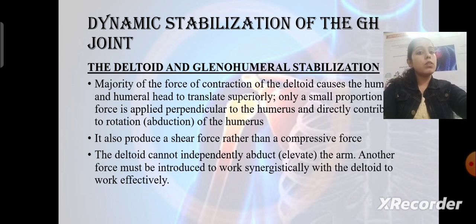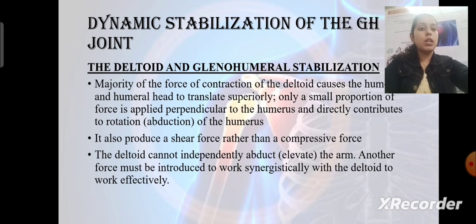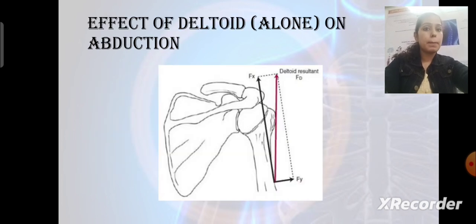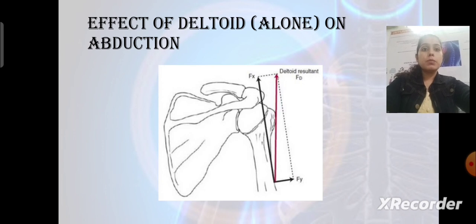The deltoid cannot independently abduct or elevate the arm. Another force must be introduced to work synergistically with the deltoid to work effectively. The diagram shows the effect of the deltoid on abduction.